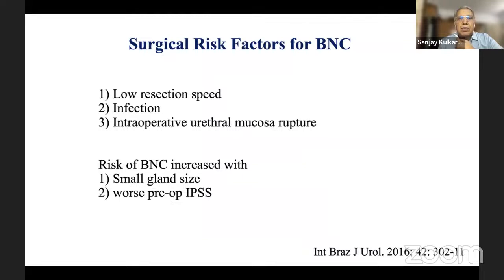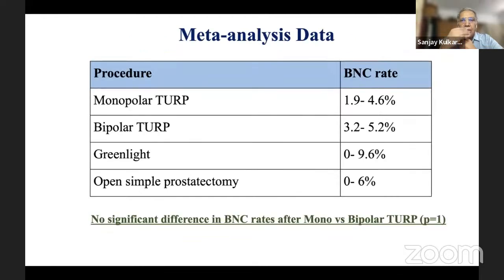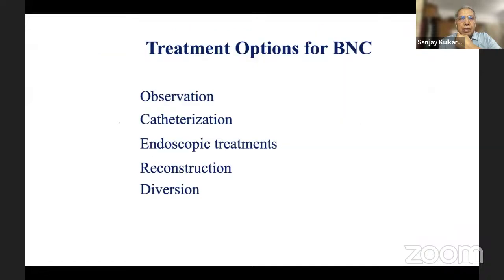What are the risk factors for bladder neck contracture? Low resection speed, infection, intraoperative urethral mucosa rupture, and the risk of BNC is increased with small gland and worse pre-op IPSS score. This is International Brazilian Journal of Urology. The meta-analysis shows that monopolar and bipolar TURP have a roughly similar 4.5 to 5.2% incidence of bladder neck contracture.